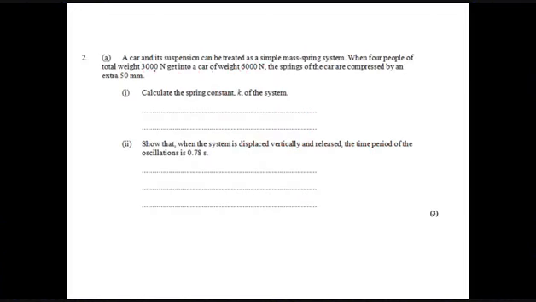This is not a particularly difficult question, but a lot of people get confused with it. Okay, so we've got a car and suspension, which is a mass spring system. We've got 4 people with a total weight of 3,000 newtons get in the car, which itself already weighs 6,000 newtons. This squashes the springs by an extra 50 millimeters.